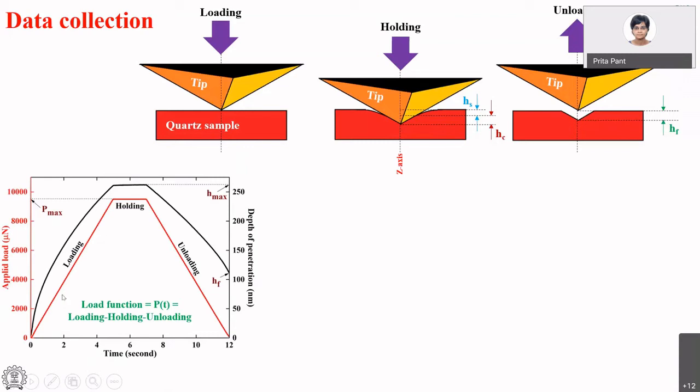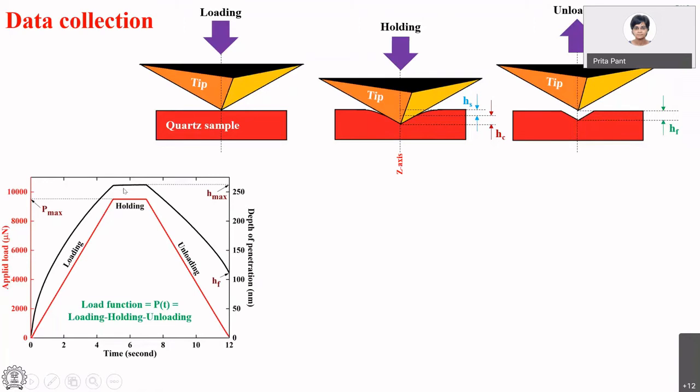What you see in red is what we specify. This is your control on the experiment. You say, well, load it up to some maximum load. In this case, it's a little less than 10,000 micronewtons. You may want to hold it at that load for some time, or you may not want to hold it, and then we unload. And what we measure is shown in black.